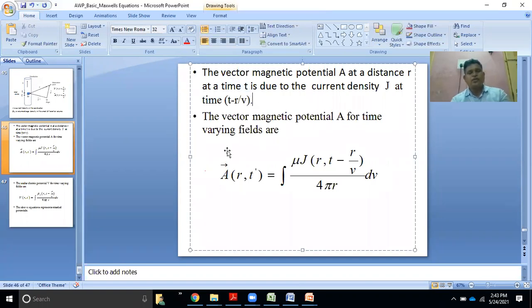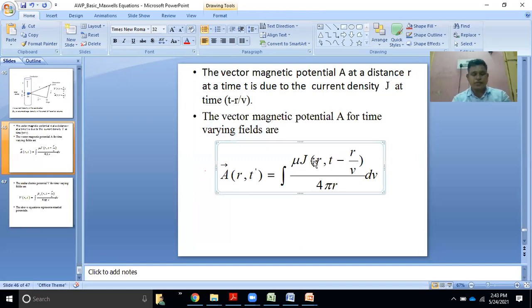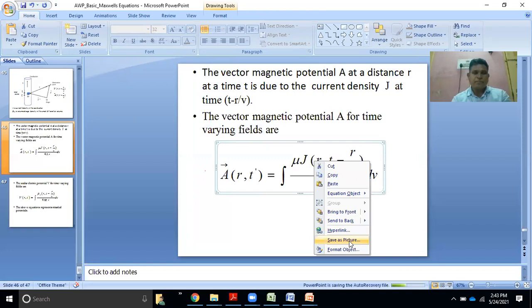Therefore, for the vector magnetic potential A for time varying fields, in the above equation you have to replace T with T minus R by V. This is the expression for the vector potential at a distance r from the source.